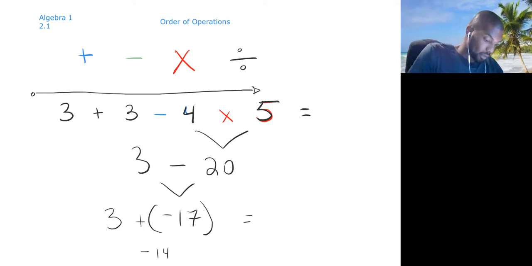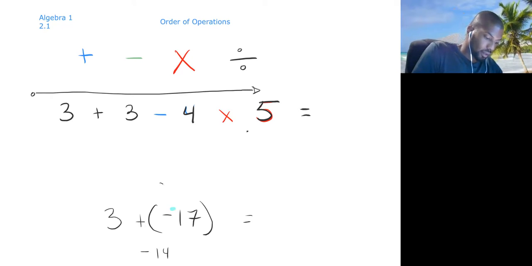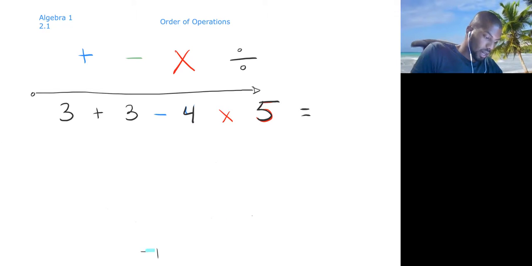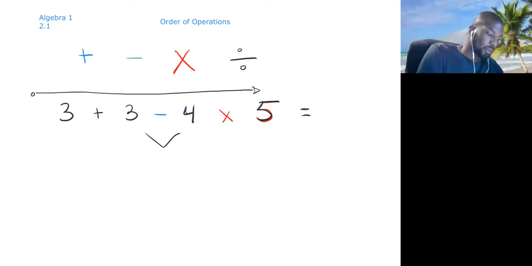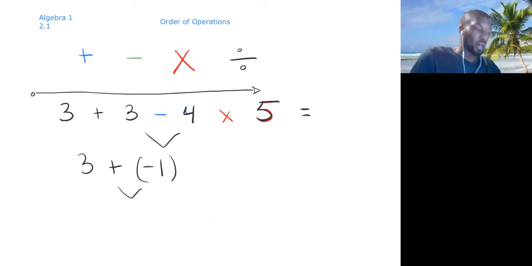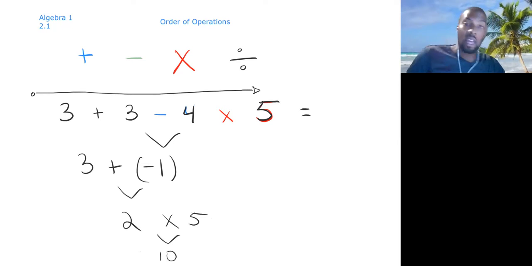And then yet another person could say, oh, you know what I want to do? I want to start in the middle because life is free and full and I can do whatever I want. 3 minus 4 is negative 1, and then I could do 3 plus negative 1, right? And that would give me 3 minus 1, which is 2. And then I could do 2 times 5, which is 10. That one kind of returns you back to the original problem that we had, right? 10. But as you can tell, there's too many different versions or options here, right?